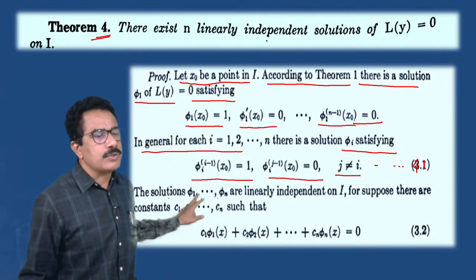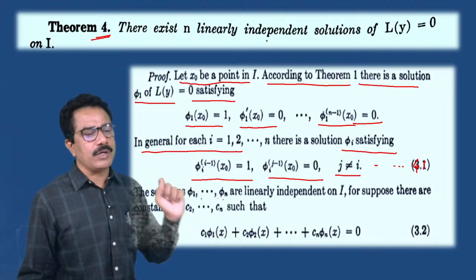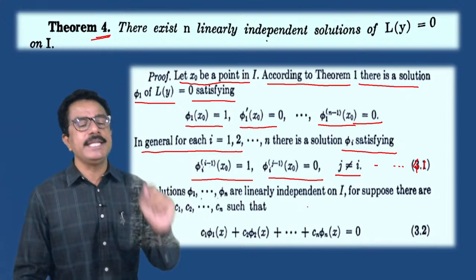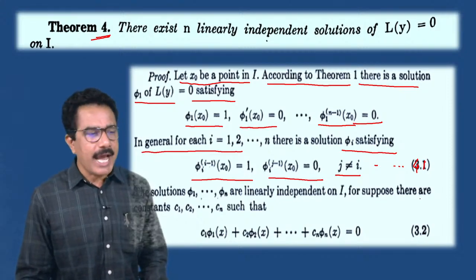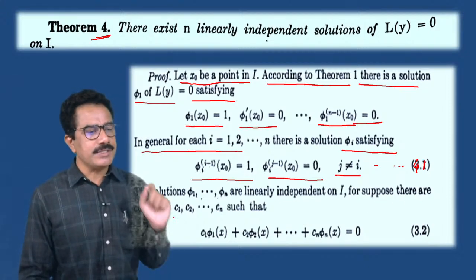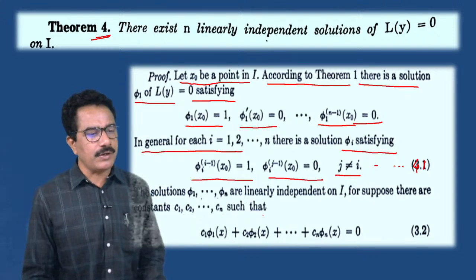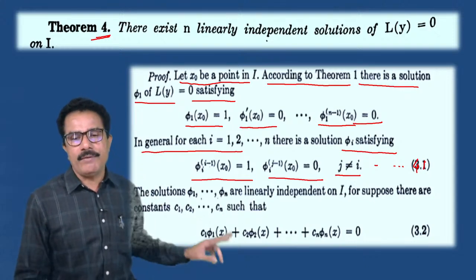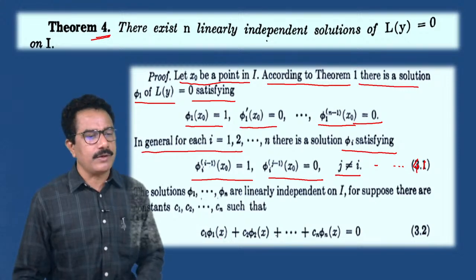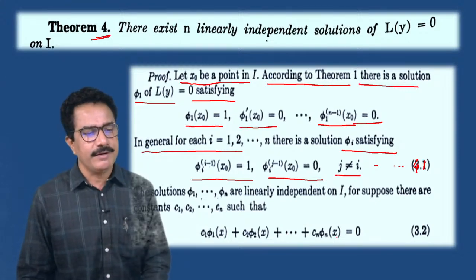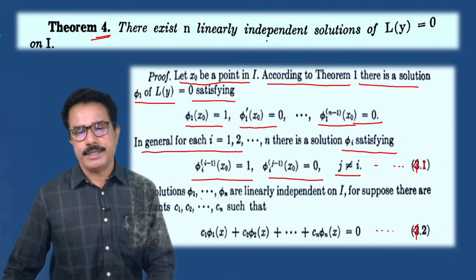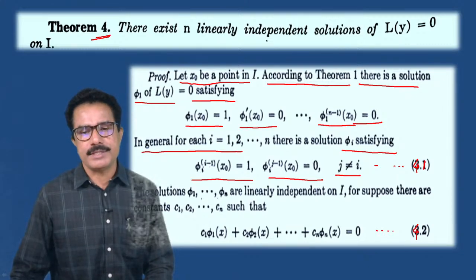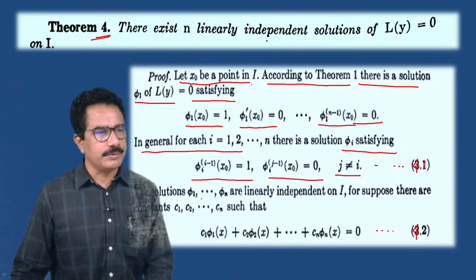Now the solutions phi 1, phi 2, dot dot dot, phi n are linearly independent on I. Suppose there are constants C1, C2, C3, dot dot dot such that C1 phi 1 plus C2 phi 2 plus dot dot dot plus Cn phi n equals 0. Suppose this is equation number 4.2.